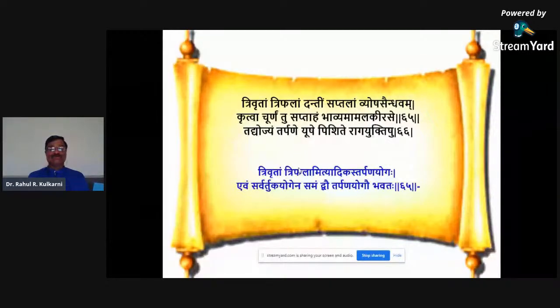Tad yojanam tarpane: this yoga has to be used in the form of tarpana with yusha, pishite meaning mamsarasa, and raga, that is another patya kalpana, with proper yukti. If the above kalpa is used as tarpana in the form of yusha, mamsarasa, raga etc., that is also helpful in inducing proper purgation or virechana.